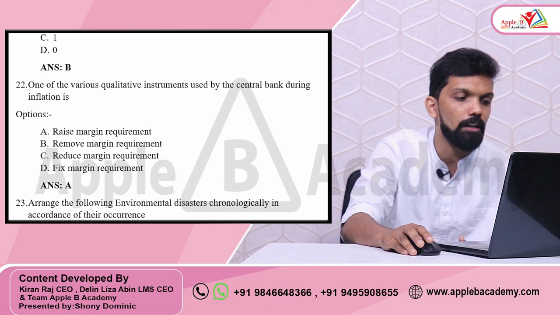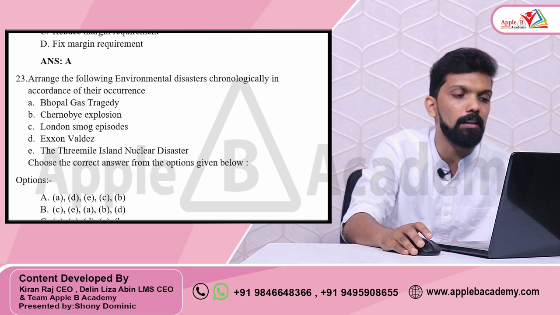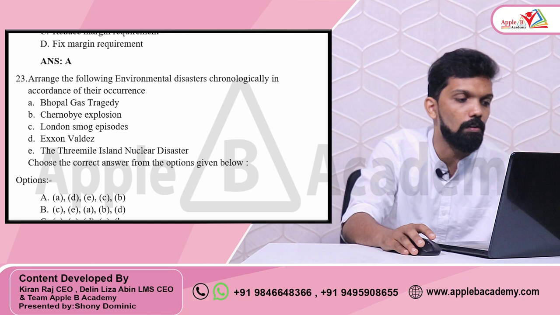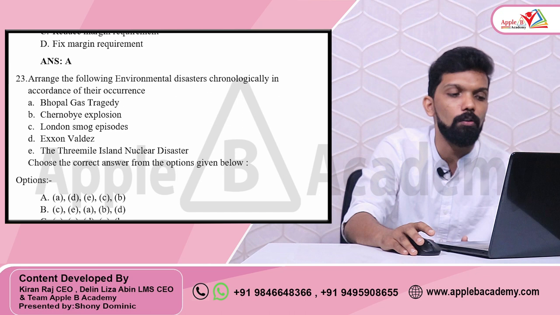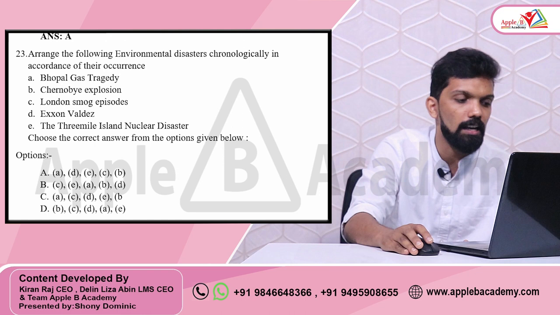The 23rd one, arrange the following environmental disasters chronologically in accordance with their occurrence. The first one is Bhopal gas tragedy. Second one is Chernobyl explosion. Third one is London smog episode. Fourth one is Exxon Valdez. Fifth one is the Three Mile Island nuclear disaster. The correct order is option B, which is C, E, A, B, and D.